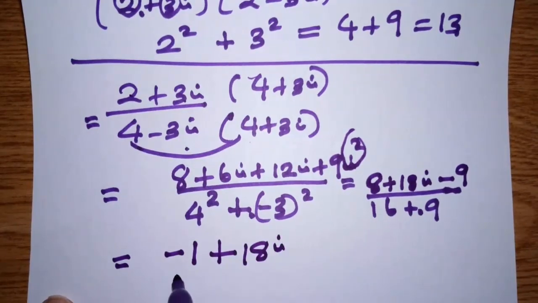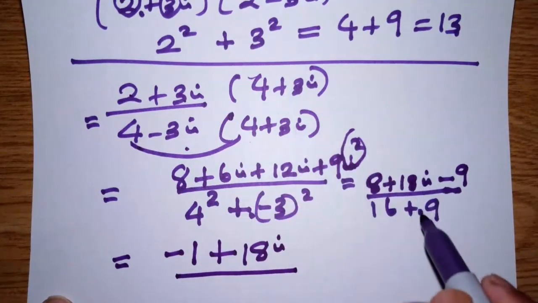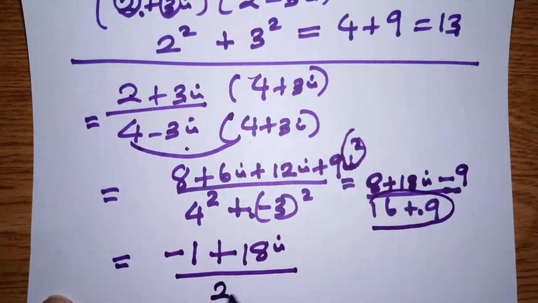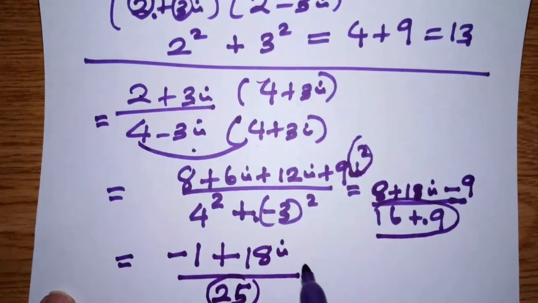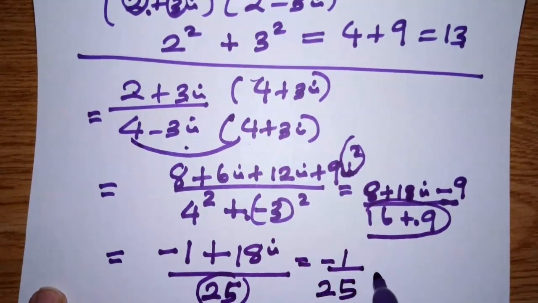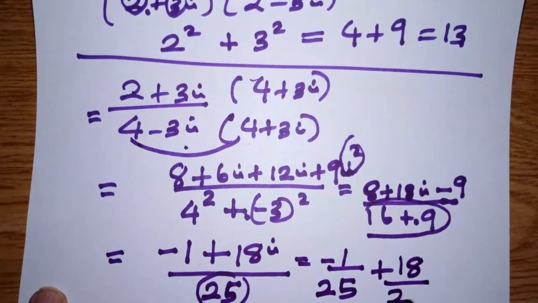And at the bottom, notice that because you multiply by the conjugate, you have a very simple real number, 25. So there is no i in the bottom now. It's always a real number. So we are almost done. We need to write this in the standard form. It's negative 1 over 25 plus 18 over 25 i.